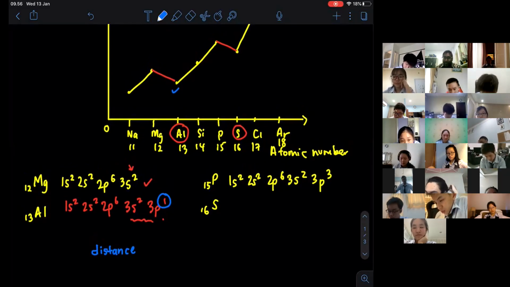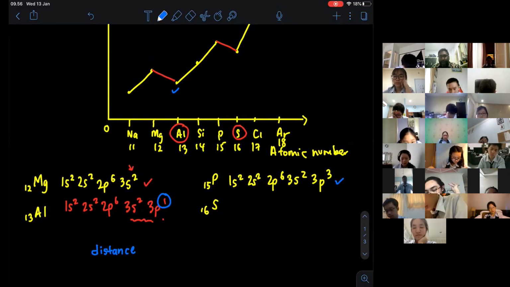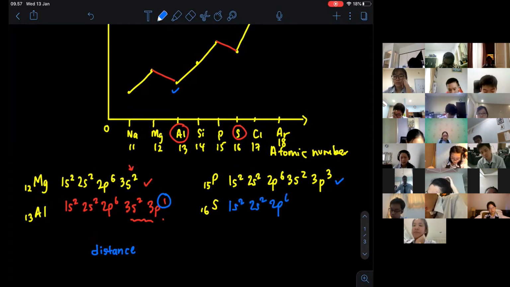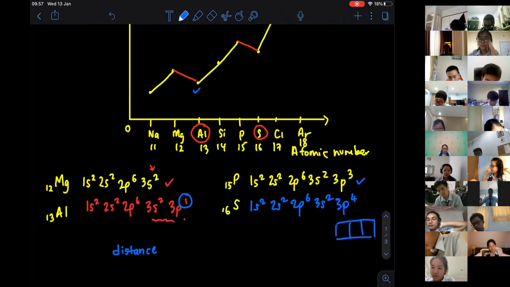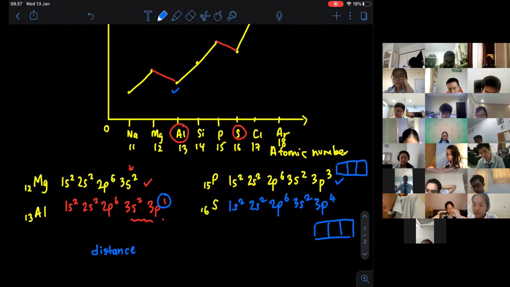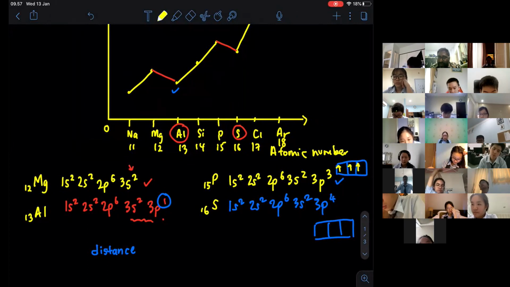So let's look at sulfur. In order to decode sulfur, we need to look at phosphorus. I've written down phosphorus: it's 3p3. And for sulfur, it's 1s2, 2s2, 2p6, 3s2, 3p4. If I draw 3p3 in boxes, I have 3 electrons, and each of the orbitals in the subshell is filled singly.